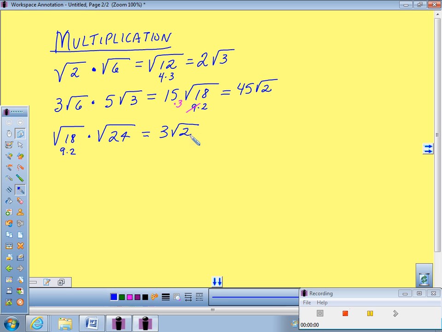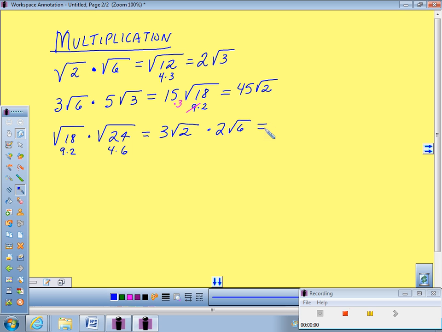Because a lot of people will look at it and go, 8 times 3. Well, neither 8 nor 3 is a perfect square number, so we don't want that one. Instead, we actually need to use 4 times 6, because 4 is a perfect square. And of course, square root of 4 is really 2, so we would have 2 times the square root of 6.